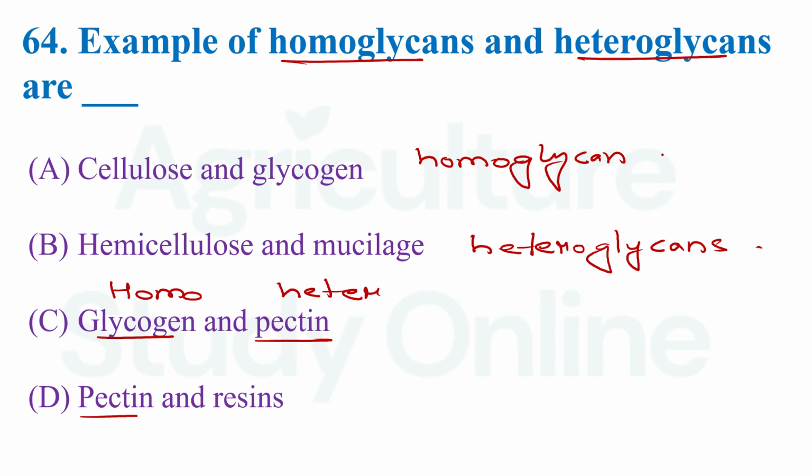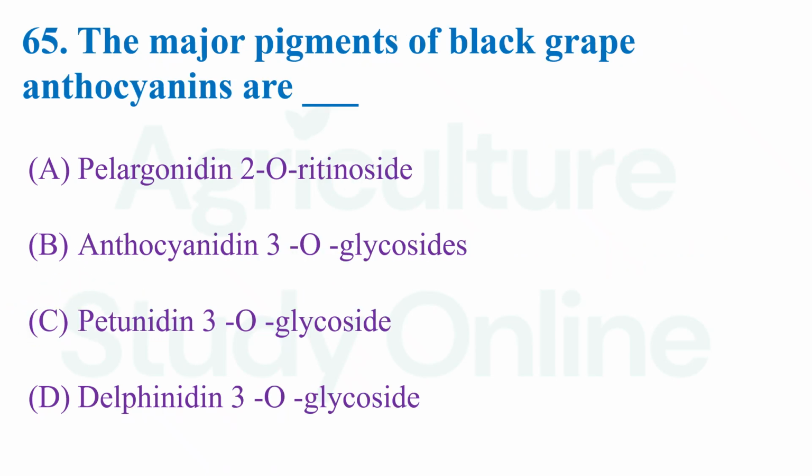Option D, that is pectins and resin. So pectin, it is a heteroglycan, and resin, so it is not a carbohydrate polymer. So correct option is option C. Question 65. The major pigment of black grape anthocyanins are. So it is anthocyanidins 3-O-glycosides. Option number B will be the correct option over here.